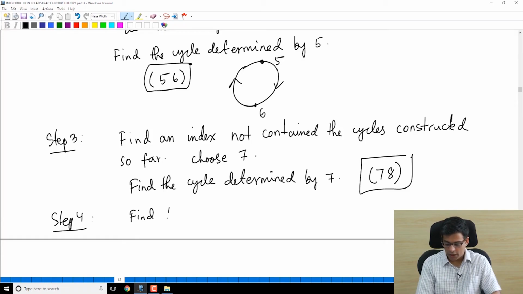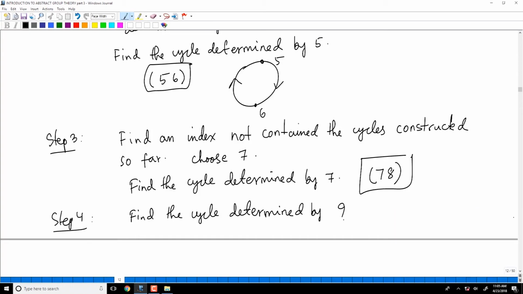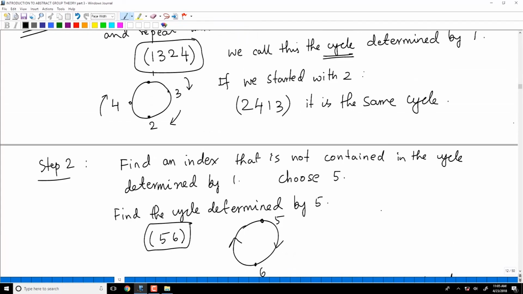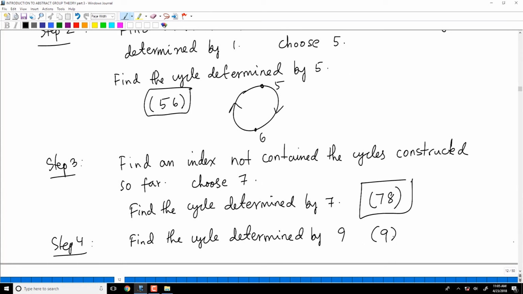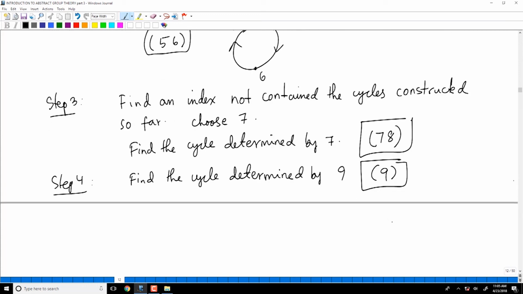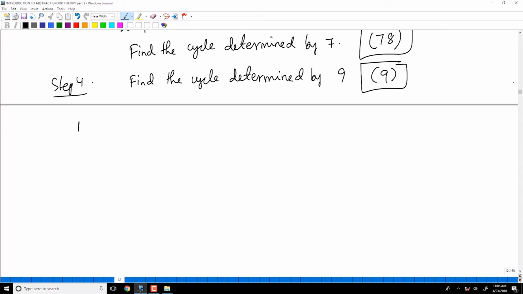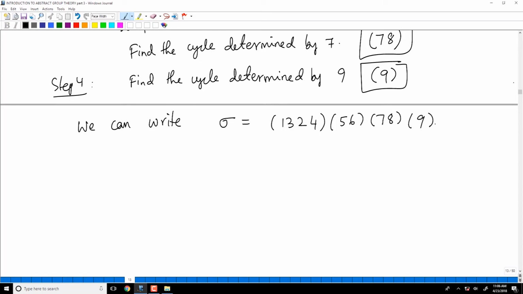And the last cycle will be: find the cycle. So again, it's the same idea now. Find an index not covered so far, which is only 9. 9 is the only index that's not covered so far, and the cycle determined by 9 would be, in the function, 9 goes to 9. So you have only 9 in the cycle, a single element. So we can write sigma equals 1, 3, 2, 4 was the first cycle, 5, 6 was the next cycle, 7, 8 is the third cycle, and 9 is the last cycle.